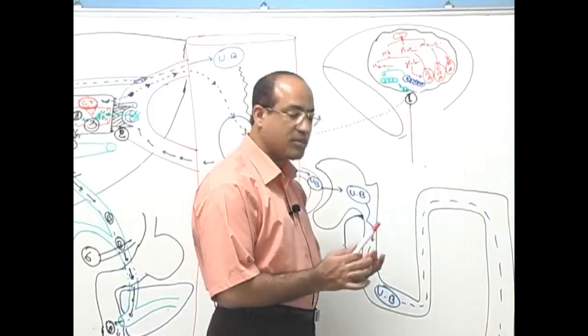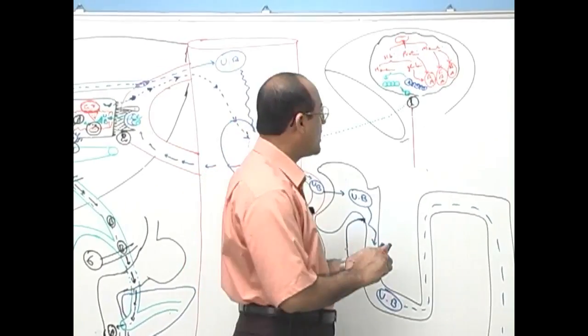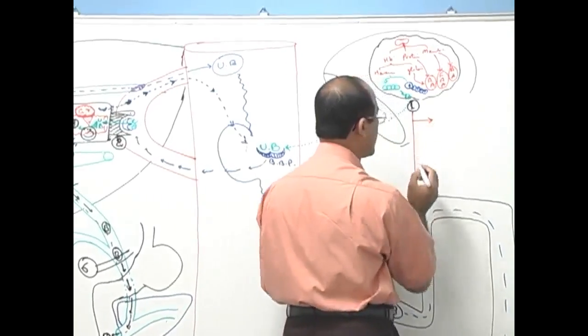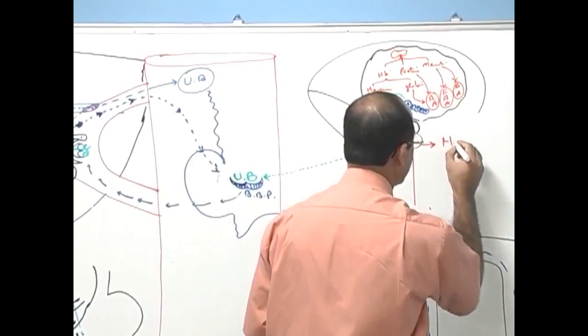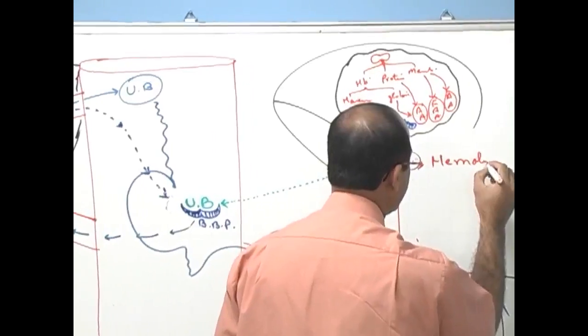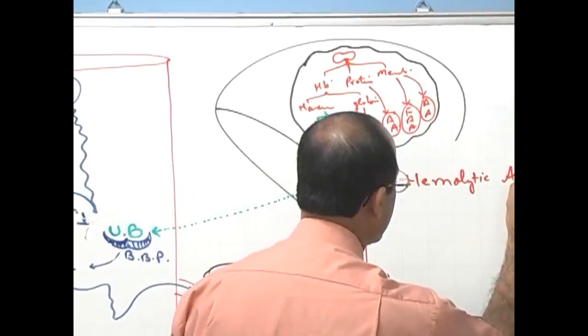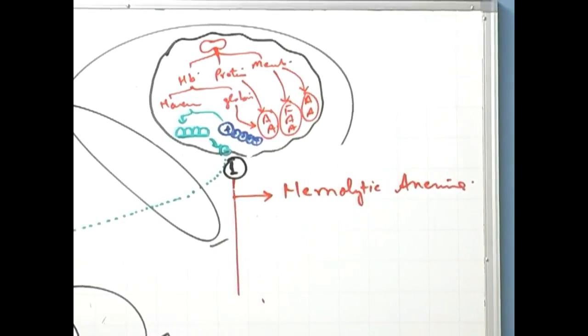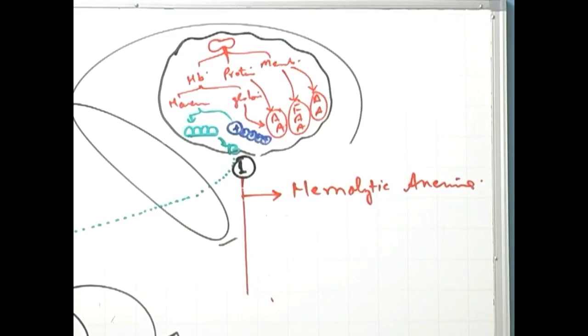Of course, when there is excessive hemolysis. Now, excessive hemolysis may be sudden severe excessive hemolysis. Number one, in hemolytic anemias, where breakdown of RBCs will be very rapid and the bone marrow is trying to compensate, but it cannot compensate, so hemoglobin levels start going down in the blood.